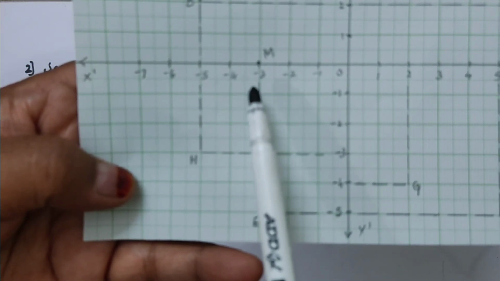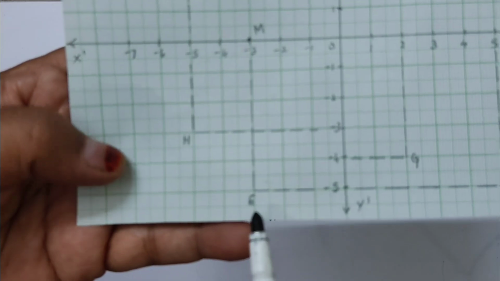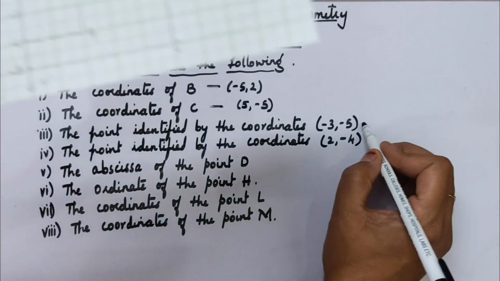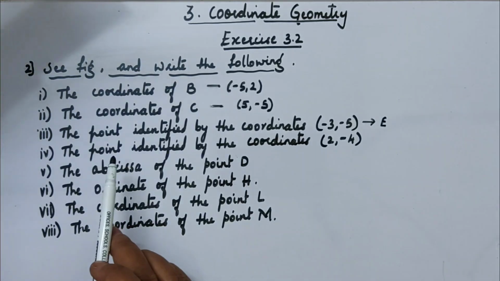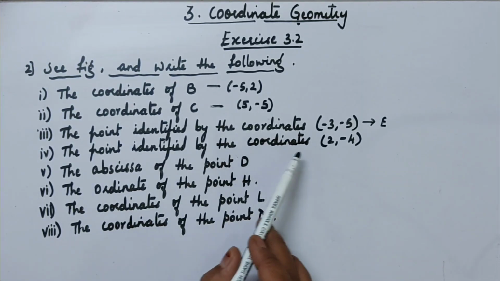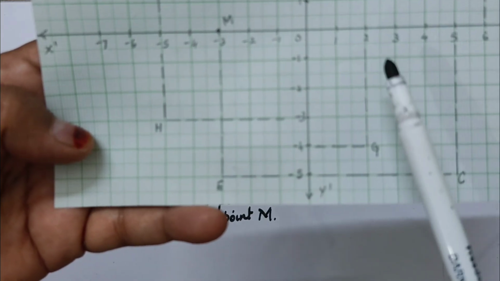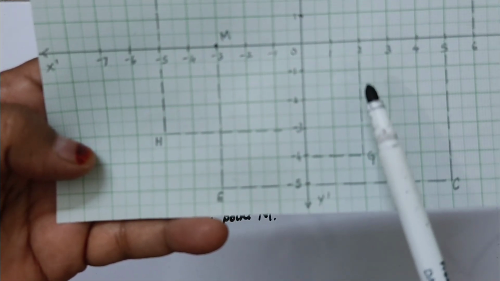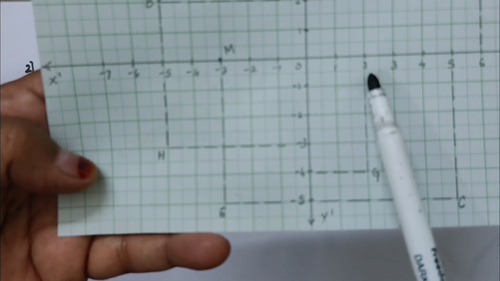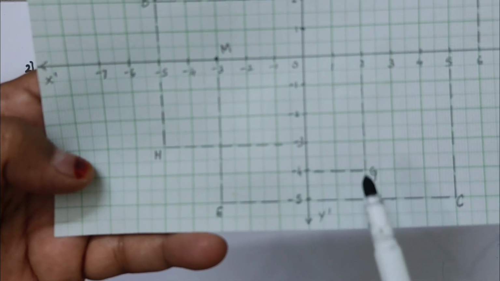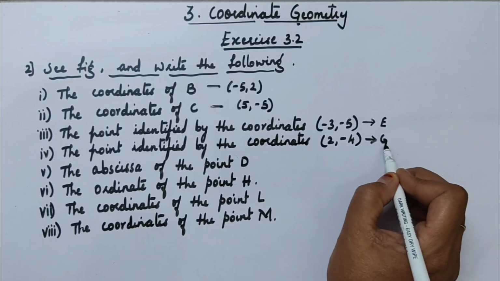The point identified by the coordinates minus 3, minus 5. Which point is it? It is E. This is E, students. Now the point identified by the coordinates 2, minus 4. 2 is here, minus 4 is here. So the point is G. 2, minus 4 is G.